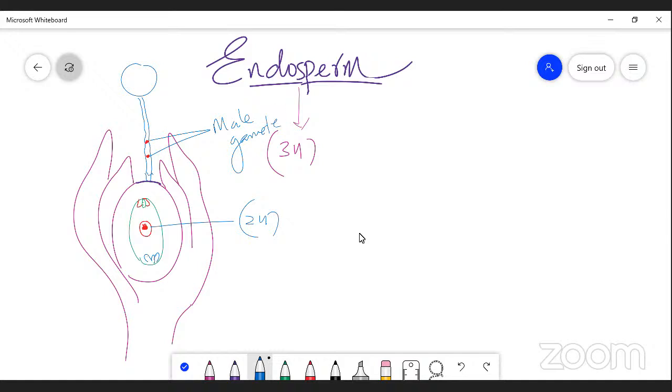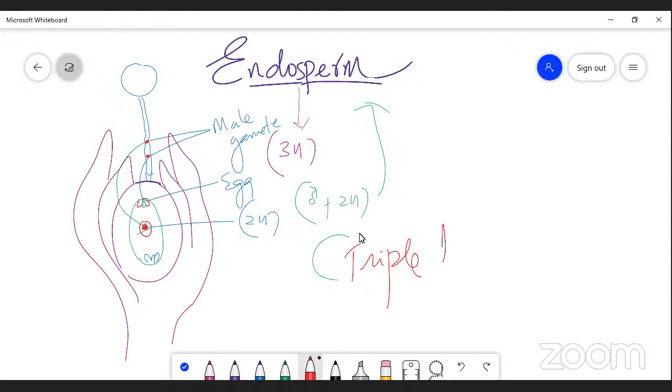One male gamete fuses with the egg cell. It is haploid in condition, and another nucleus of the generative cell fuses with the secondary nucleus, also known as the polar nucleus. So, by the fusion of the male gamete with the secondary nucleus, I mean the polar region, which is diploid in condition, the fusion of one of the male gametes in the embryo sac forms the endosperm by the process of triple fusion.